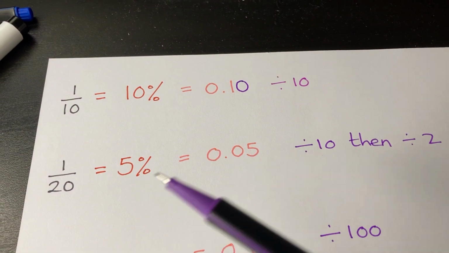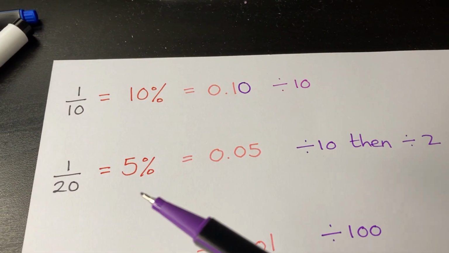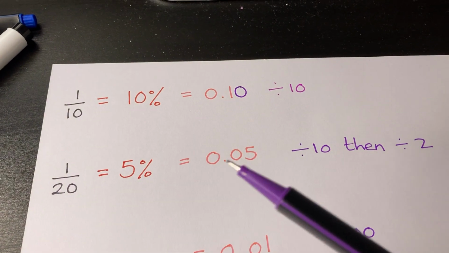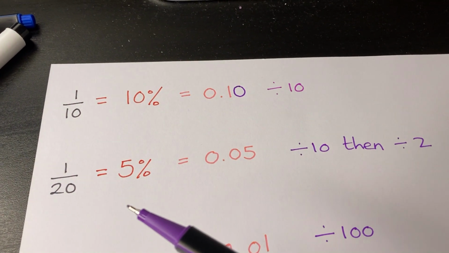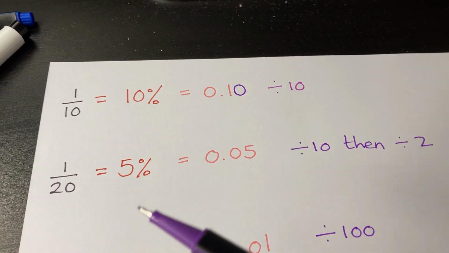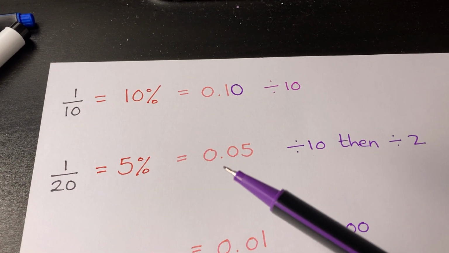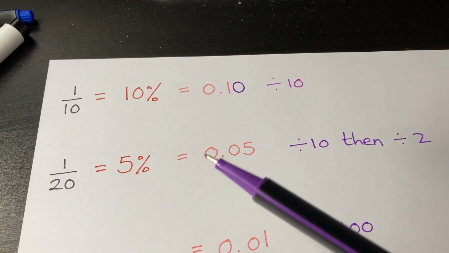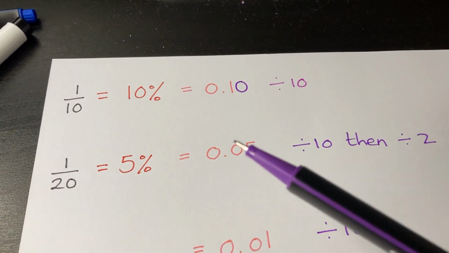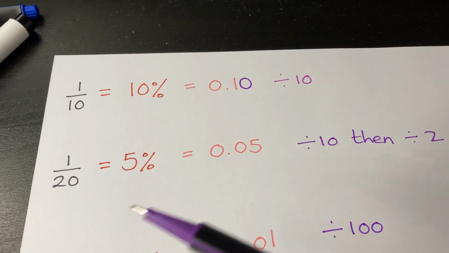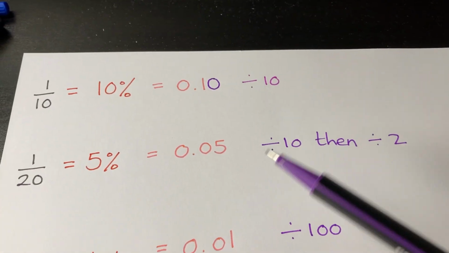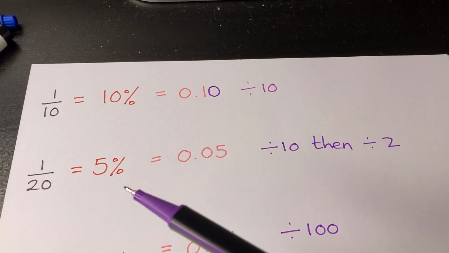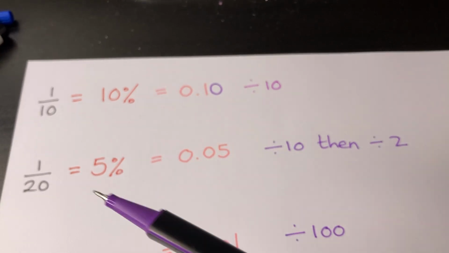0.05. So 5% is 0.05. 4% would be 0.04. 3% would be 0.03. 2% would be 0.02, and 1% would be 0.01, not 0.1, because that's 10%. 1% would be 0.01. Okay, so 5% is 0.05. If you want to work out 5% of a number, you have to divide by 10. That will give you 10%, and then you just halve it to get 5%, because 5% is half of 10.